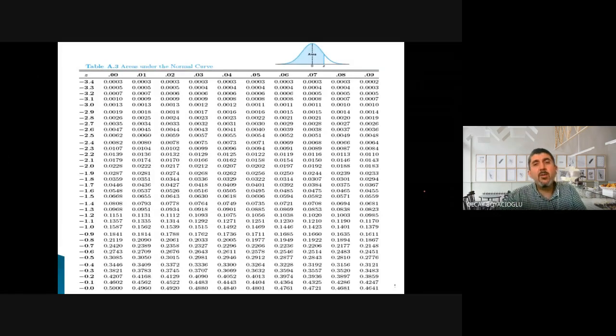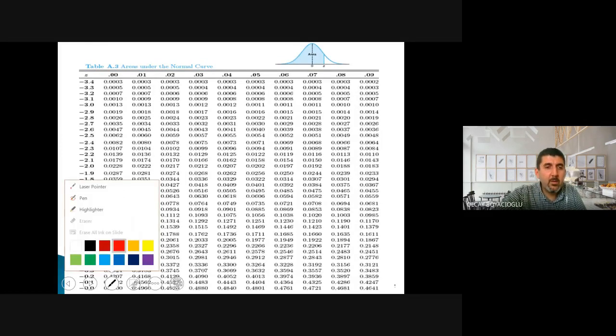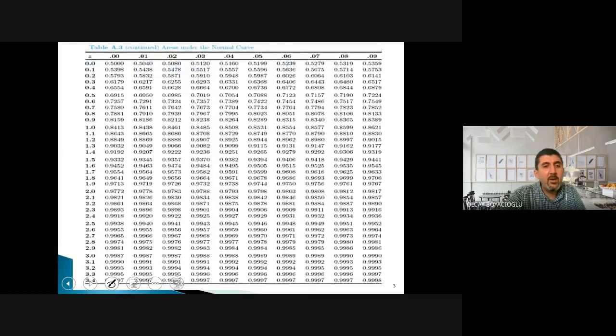Now remember, our Z score was what? 0.47. Okay, first of all, there are two pages of Z table every time. One sheet of paper or table is composed of the negative side of the Z values, and the other page is composed of the positive Z values, okay?